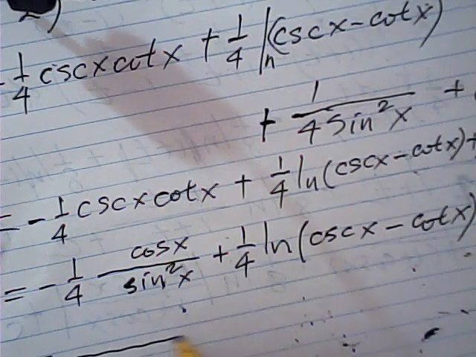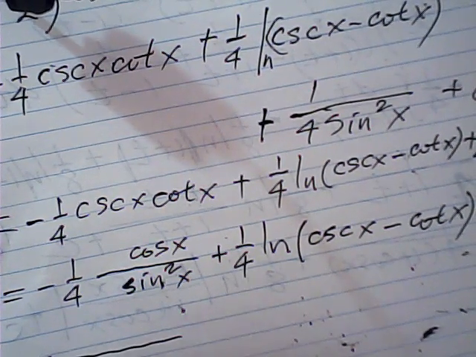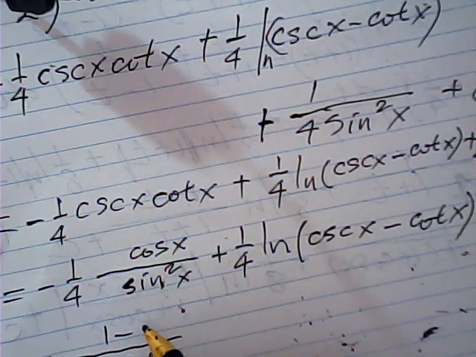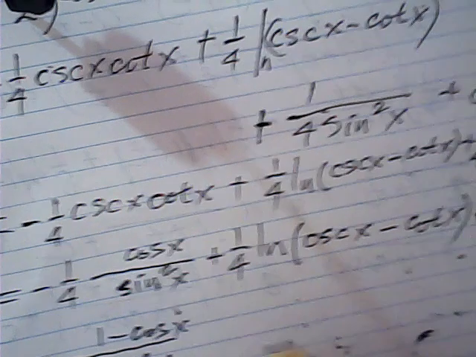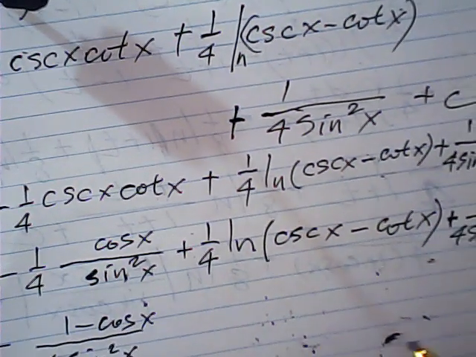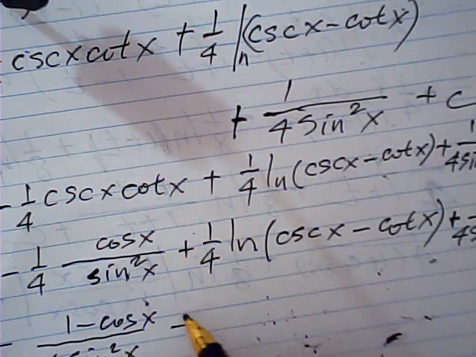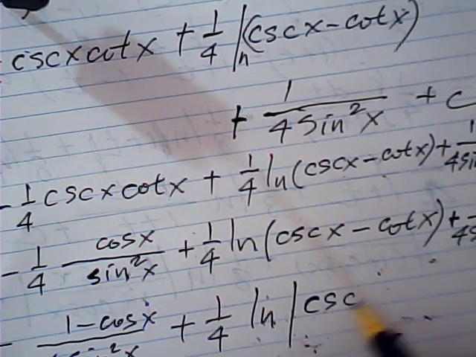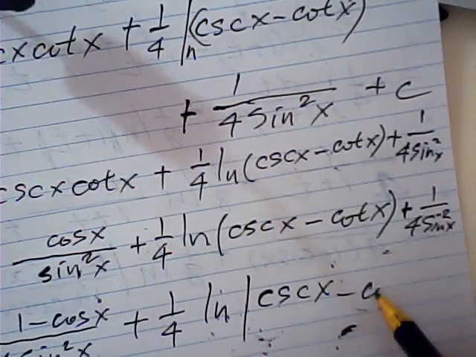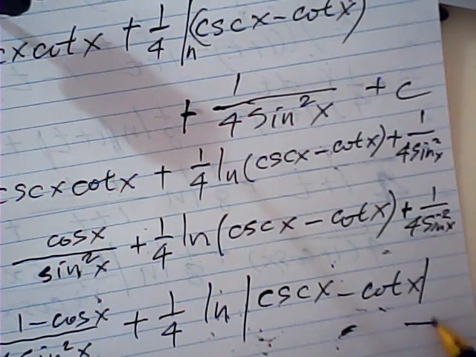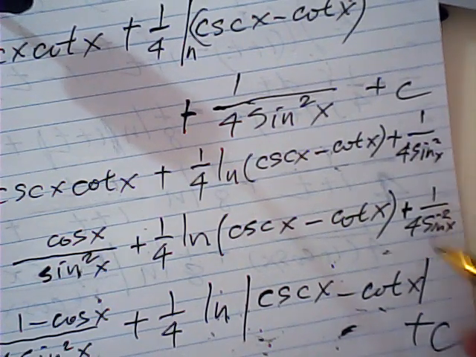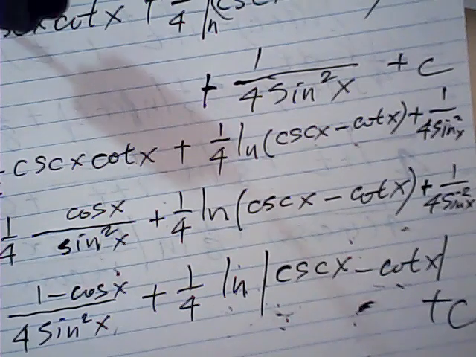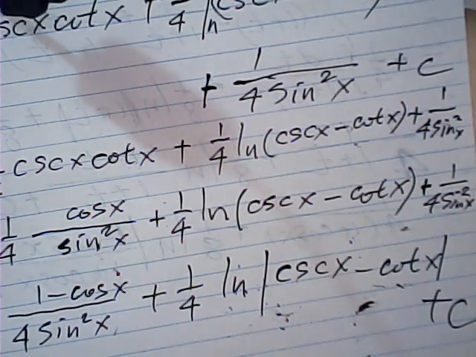So this is 4 sine square x and 1 minus cosine x, and plus 1/4 natural log cosecant x minus cotangent x and plus c. Omit c there, okay. Omit plus c. That is the end of the result by my method.